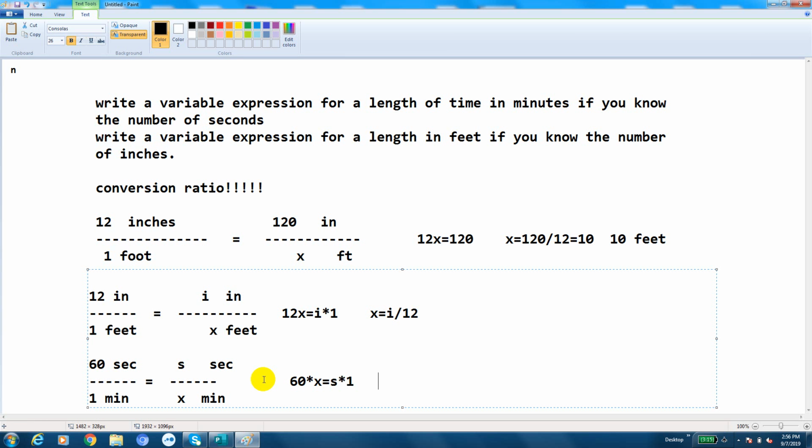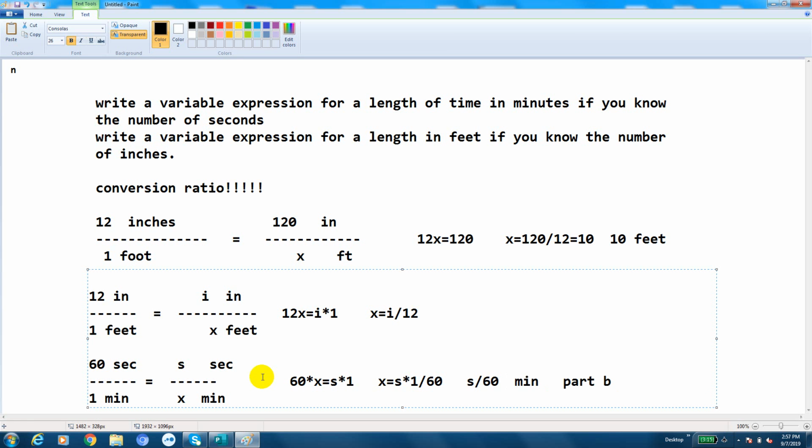Now it gets confusing. What do you solve for? You've got an X and an S. You solve for X. How do you get X alone? You divide both sides by 60. So X is equal to S times 1, which is also S, divided by 60. So the answer is S divided by 60, which is the answer in minutes. That is part B.